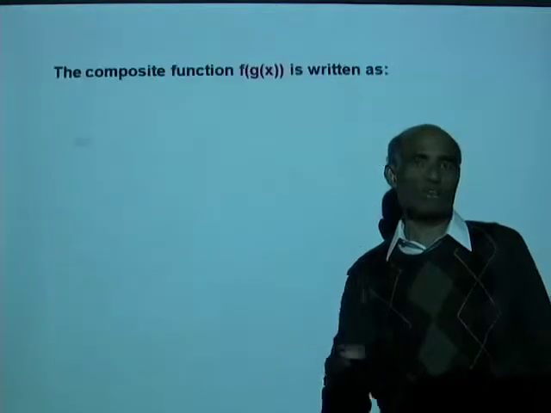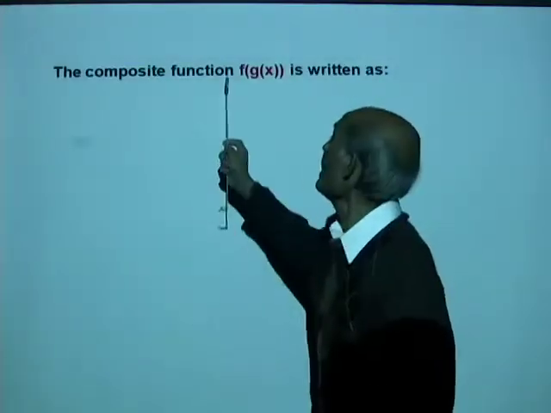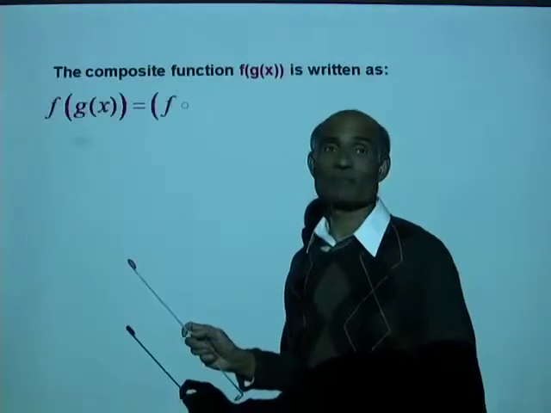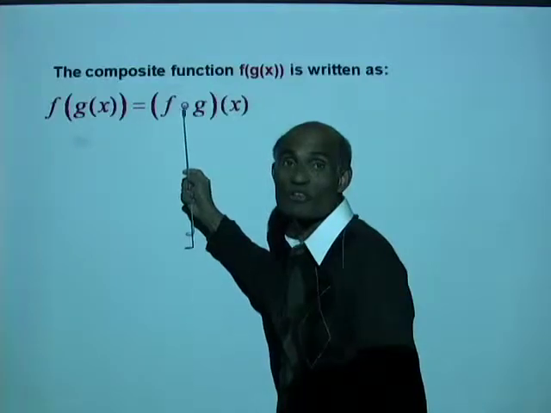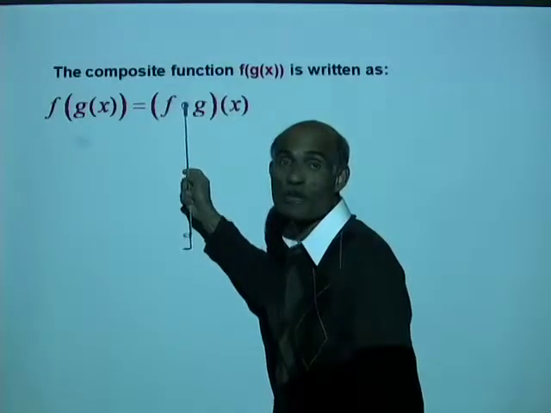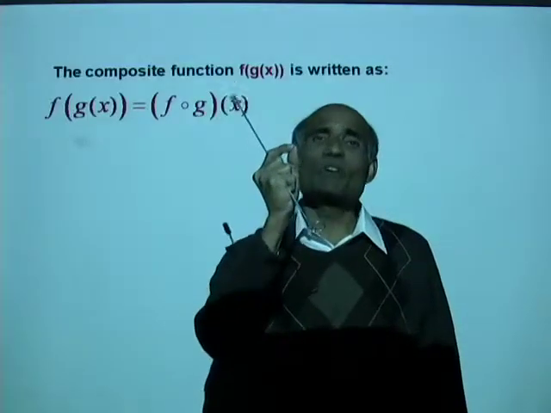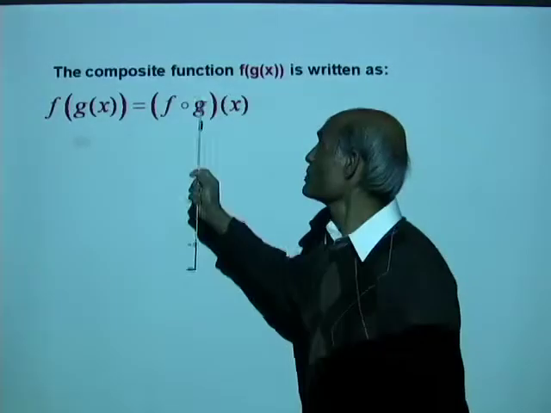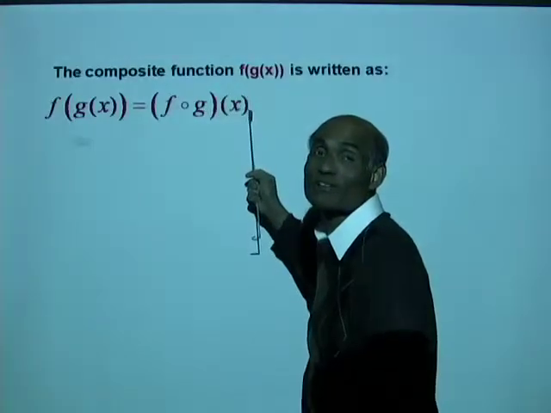I hope you understand the concept. Now, how do we write it? f of g of x. Now, f of g of x is generally written like this. Look at that small circle there. That is the letter O made into a very tiny O. So this is f of g of x.